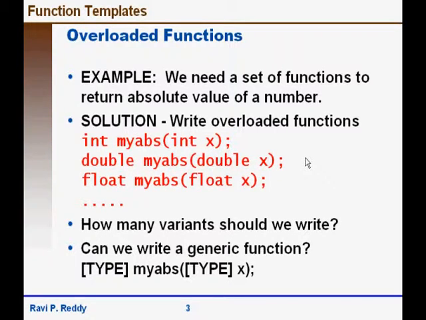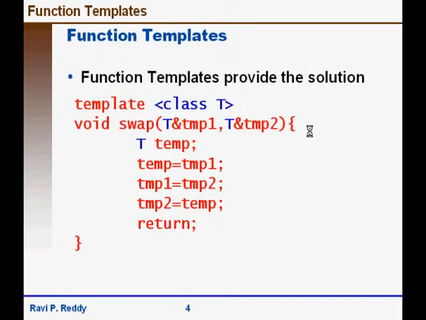Now the question is, how many variants can we write? For every new object type X, for every new class, we have to write a different function. Or is there a smarter way? Can I write a single function to take care of all these jobs? That means, can I write a function which will take an unspecified type argument X and return a value of the same type? Can we write a generic function of the type myAbs type X? Function templates in C++ provide the solution.